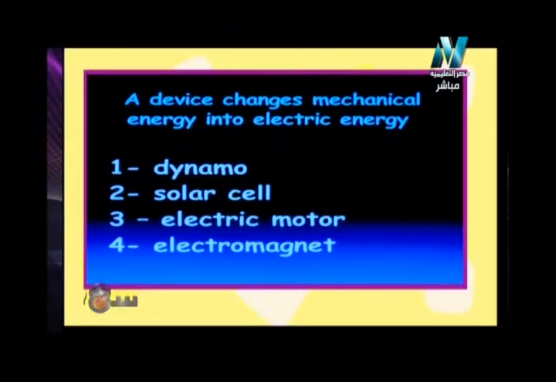Dynamo. It will be the dynamo. So again, the device changes mechanical energy into electric energy. So the second team will now have how many points? Eight points. Steve, please don't touch the mic, okay? Again, the device changes mechanical energy into electric energy. It will be the dynamo or generator. So I want another device which is opposite to this device.